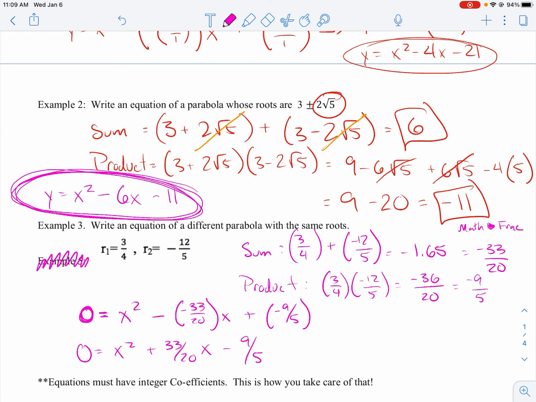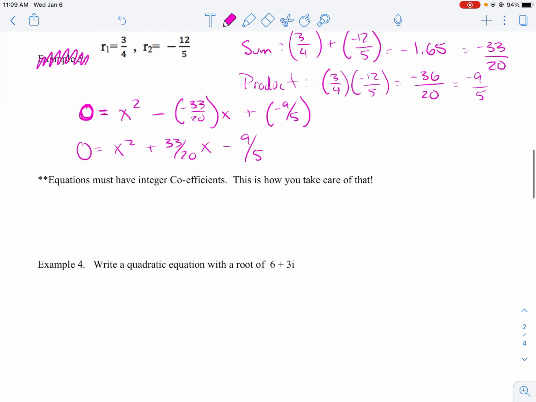Now, read below, what does it say? It says equations must have integer coefficients. So as you can see here, one of our coefficients is no good. That is definitely not an integer. That is a rational number. However, integers are whole numbers. So this is how you take care of that. That's why I had this written as 0.